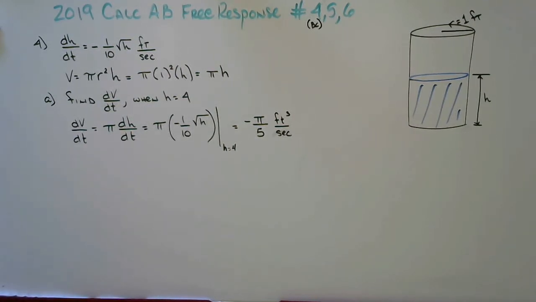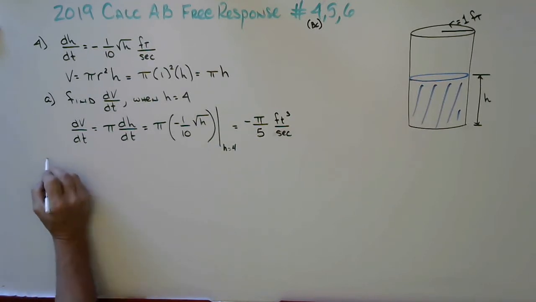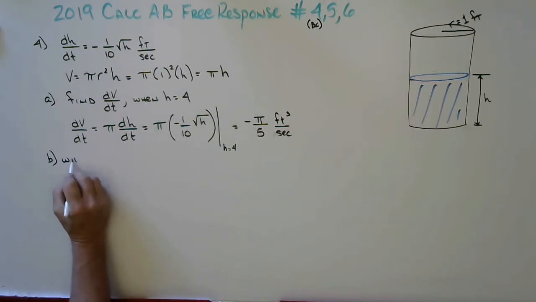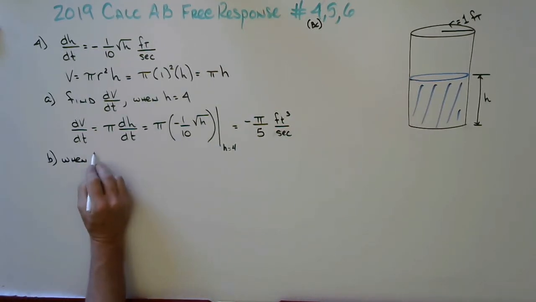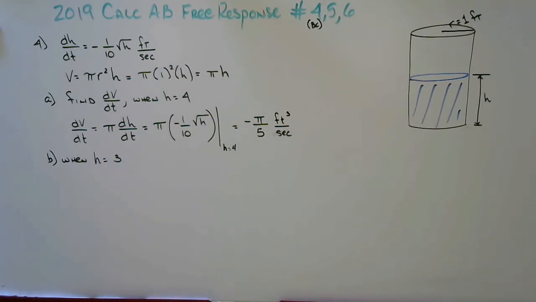So yes, it was a related rates problem, but it was a very nice related rates problem in the context of them not allowing the radius to change. Part B says, when the height of the water is 3 feet, so part B is when h is 3, that's a different time than we worked on here. When h is 3, is the rate of change of the height of the water with respect to time increasing or decreasing?